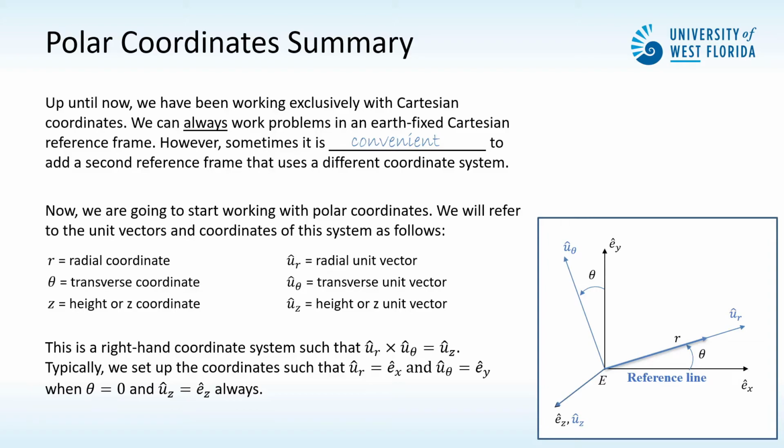The unit vectors of the system include u_r, the radial unit vector, u_theta, the transverse unit vector, and u_z, the height vector. This is a right-handed coordinate system such that u_r cross u_theta equals u_z. Typically, we set up the unit vectors such that u_r equals e_x and u_theta equals e_y when theta is 0. And in this class, we'll almost always set up the system so that u_z is equal to e_z. But this reference frame will rotate with respect to the inertial E reference frame.